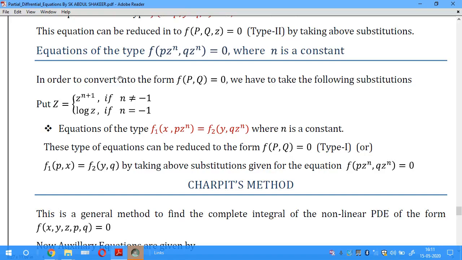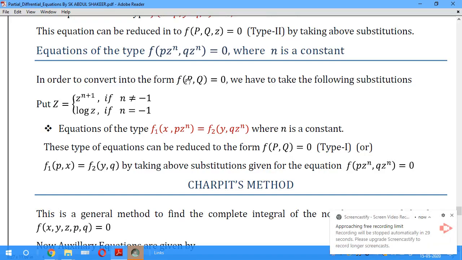So in order to convert the given equation into the standard form 1, here we have to replace Z as z^(n+1) and capital Z as log z. The first will be used only when n is not equal to minus 1. The log substitution will be used when n equal to minus 1. Now equations of the type f1 of x, p z^n is equal to f2 of y, q z^n, where n is a constant.